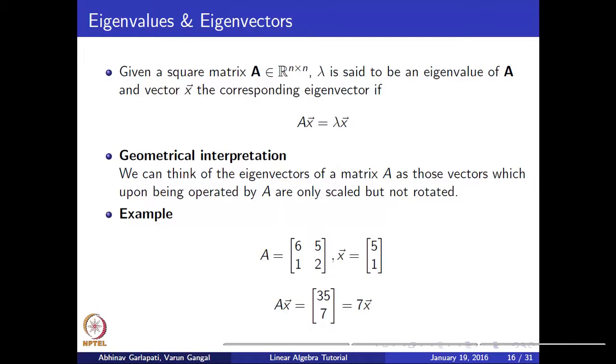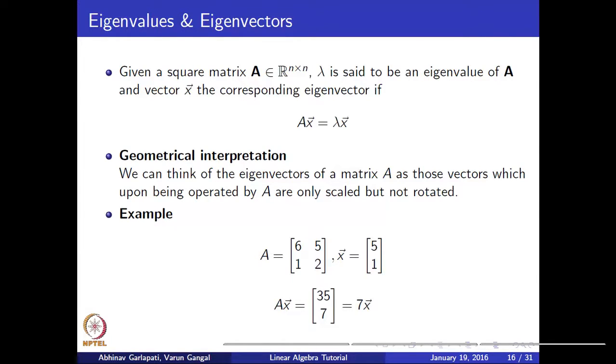X can be thought of as a vector in R^n, and the square matrix A acts like an operator which transforms X into another n-dimensional vector Ax. Now, the eigenvectors of A are those vectors which, on being transformed by A, are only scaled by lambda but not rotated. In other words, their direction does not change.